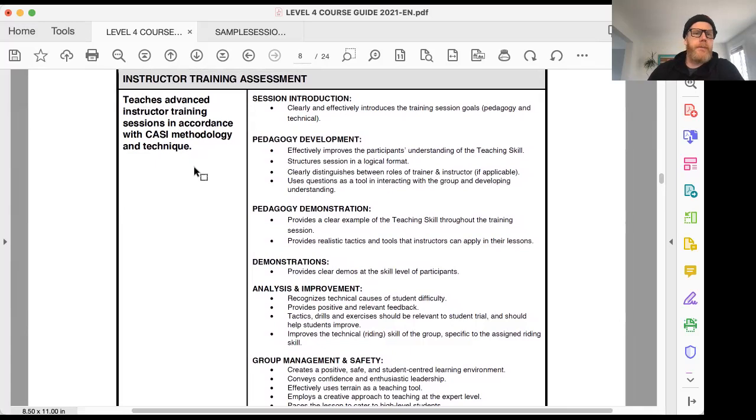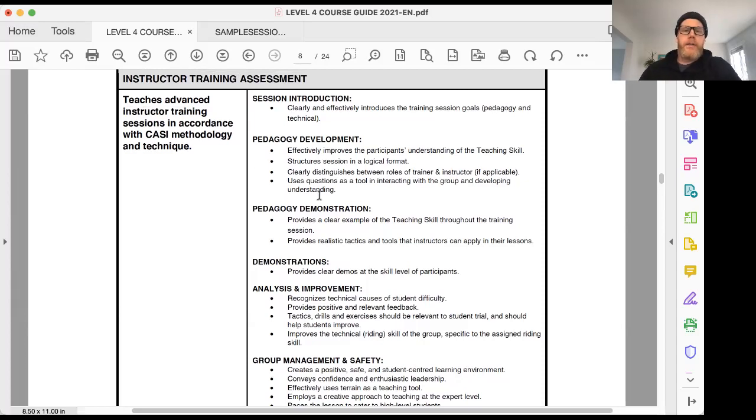In the real world, it might be instructors at your resort who are past the level 1, maybe even past the level 2, and are working towards maybe the level 3. As a level 4, you will probably be involved as an evaluator, most likely as a course evaluator for CASI, running level 1, 2, 3, maybe even level 4 courses at some point. So that's the context that these sessions fall into.